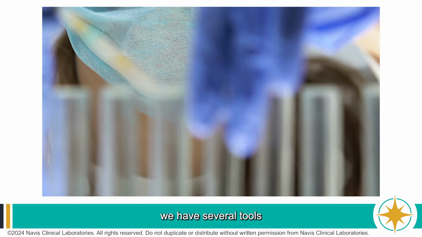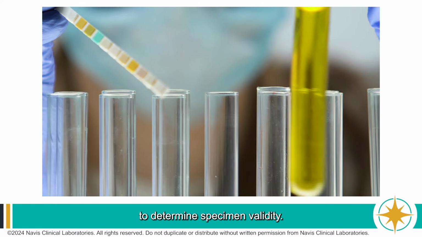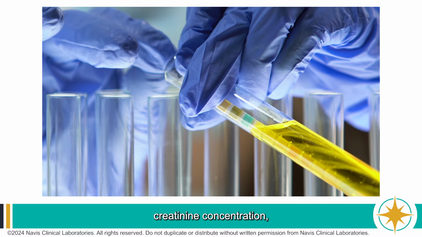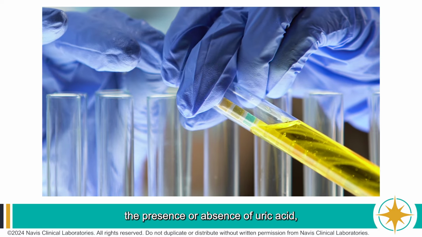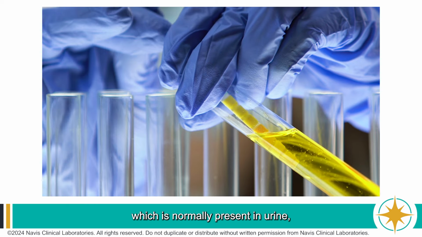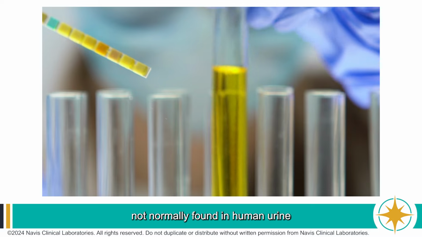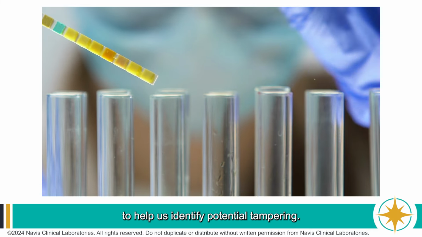In the laboratory, we have several tools to determine specimen validity. We can test the pH level, specific gravity, creatinine concentration, the presence or absence of uric acid, which is normally present in urine, or even additives not normally found in human urine to help us identify potential tampering.